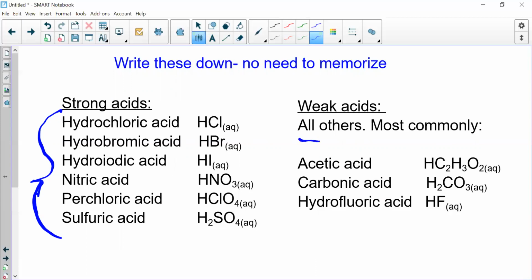Weak acids are all others, and there are thousands of them. But the most common ones you should recognize, and you will after you do the naming, are acetic acid, which is also known as vinegar, carbonic acid, that's present in water and carbonated beverages, and hydrofluoric acid. So again, there are generally accepted to be 6 strong acids, and all the rest are weak, and these are the very common ones.